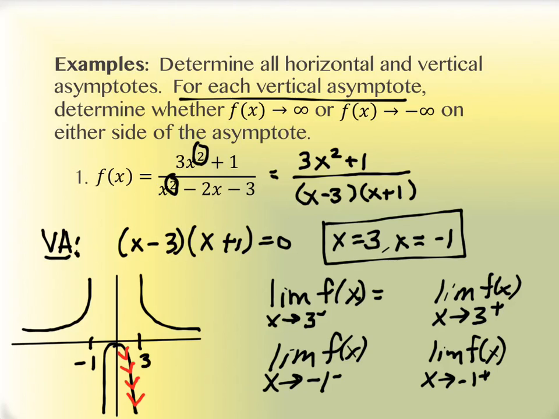Okay, so is that approaching positive infinity or negative infinity? That's negative infinity. How about 3 from the right? Yeah, that one's shooting upwards. That's positive infinity. How about -1 from the left? Positive infinity. Yeah, this is this green piece right here. And -1 from the right? That's negative infinity. I think that graph helped us to see it together. Does that make sense? Okay.